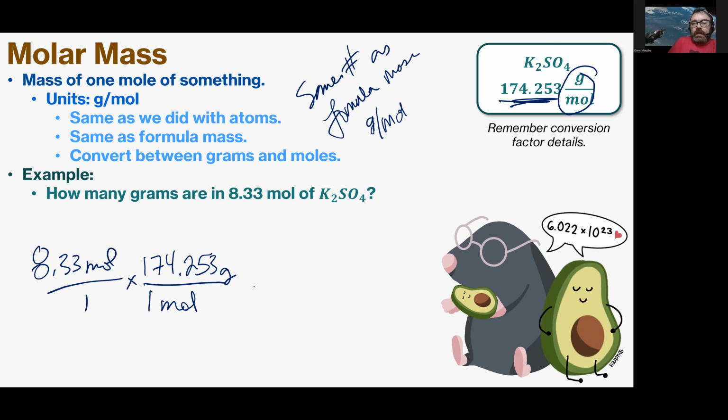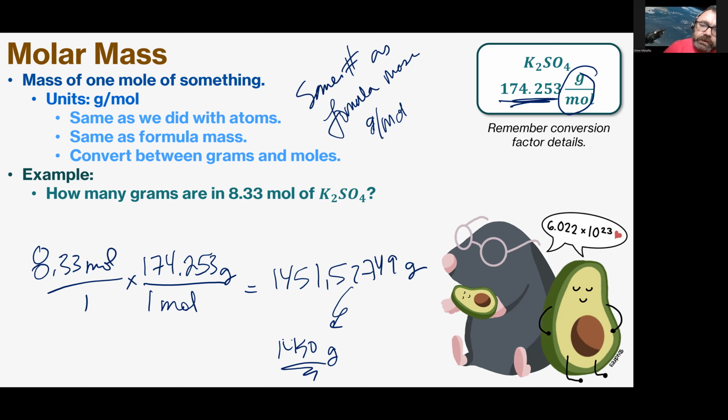Times 174.253 grams. I usually give you molar mass unless I want molar mass to be the answer for something. If they don't give you molar mass, you know how to do it: you can just add it up from the periodic table. So we're going to take 8.33 and multiply that by our molar mass, and we find that we have a lot of potassium sulfate. We have 1451.52749 grams. Three significant figures means we have 1,450 grams. That is very sloppy, but you know what I mean.